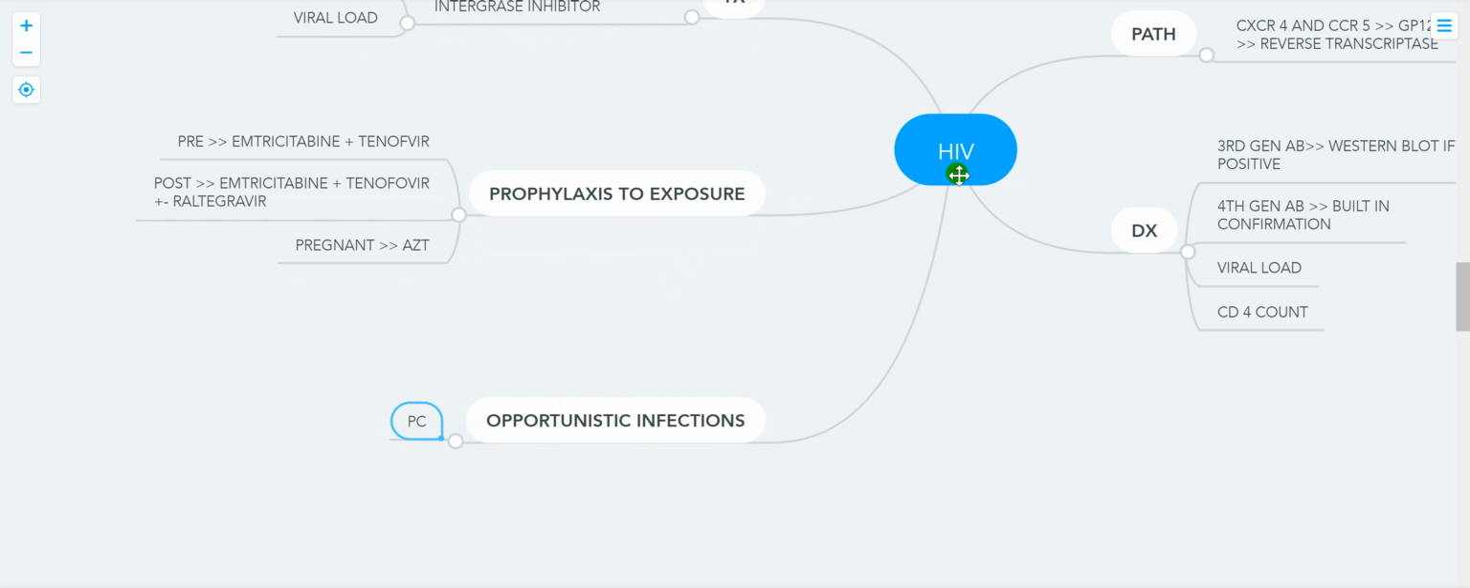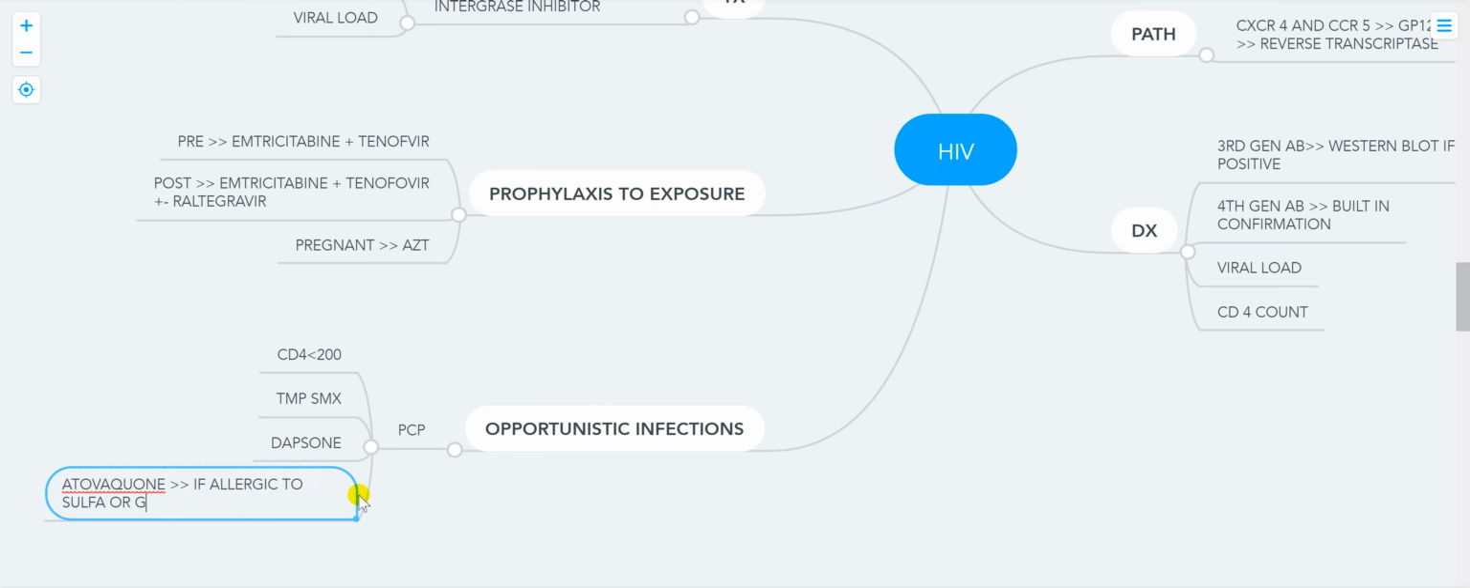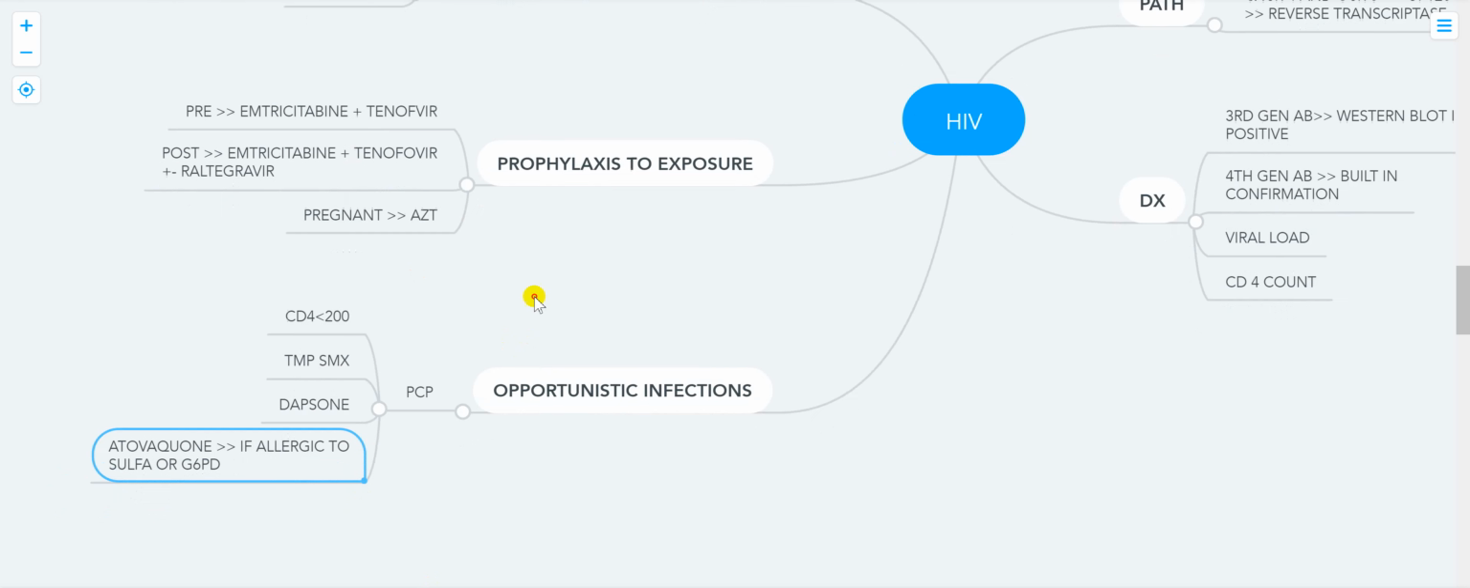For PCP, when do you do prophylaxis? You do it when the CD4 count is less than 200, and first you start with TMP-SMX. Second line you can do dapsone, or you can use atovaquone, if someone is allergic to sulfa or has G6PD deficiency. So this is the opportunistic infection for PCP.